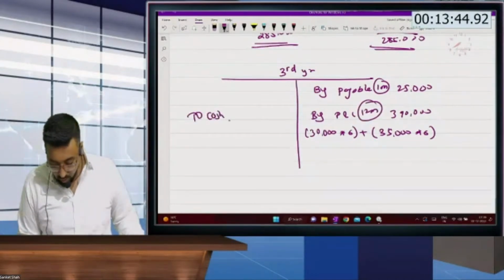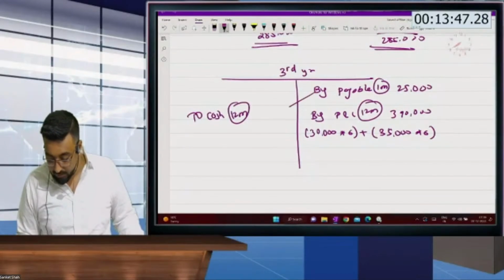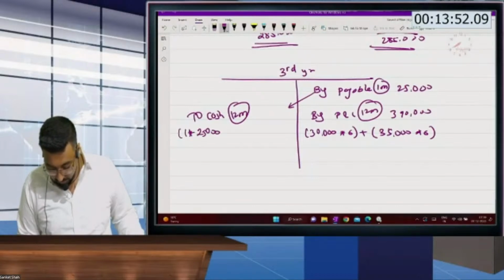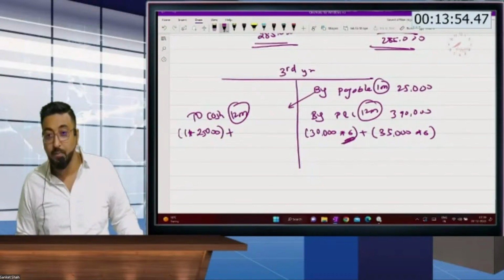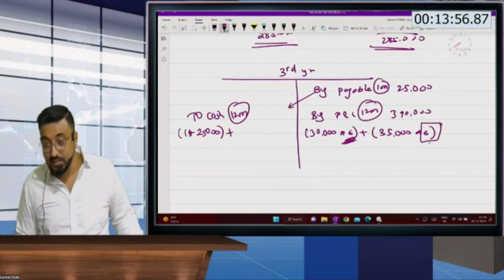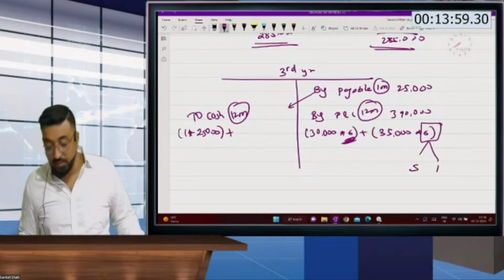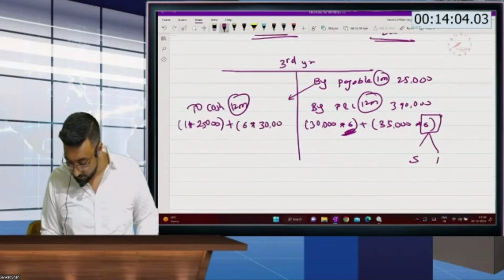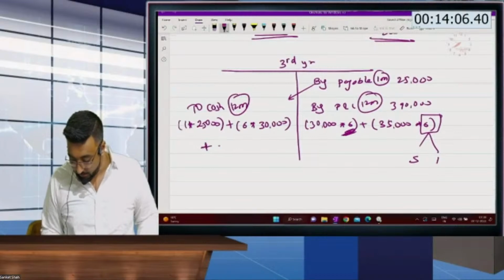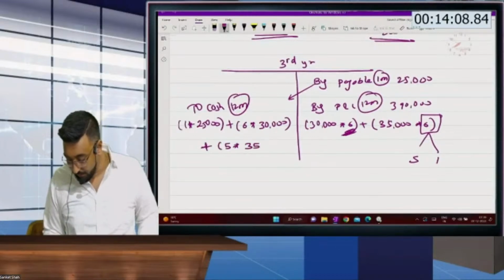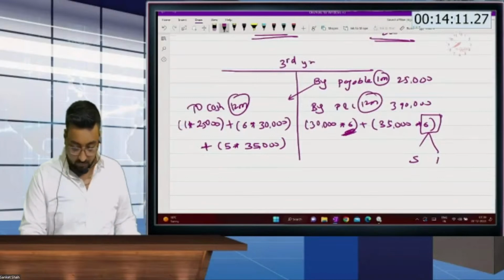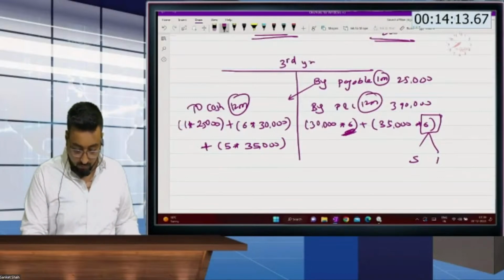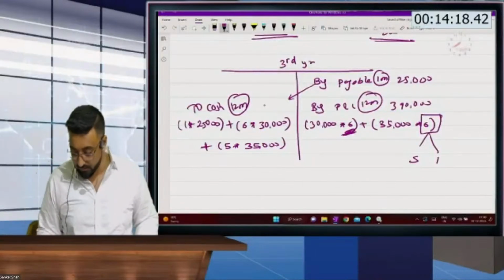To cash you are going to pay for 12 months. First you will pay this cash, 1 month into 25,000. 6 months you already paid, and out of this 6 months, beta, 5 months you paid, 1 month is payable. So 6 into 30,000 and 5 into 35,000. So 35,000 into 5 plus 1,80,000 plus 25,000. I'm getting 3,80,000 over here.